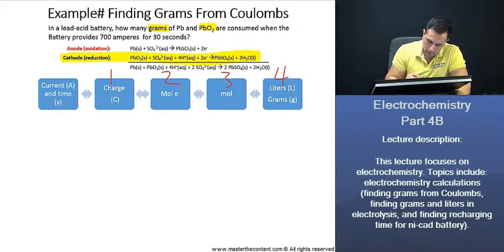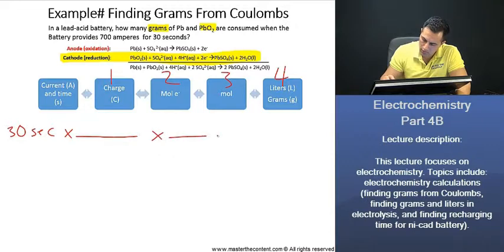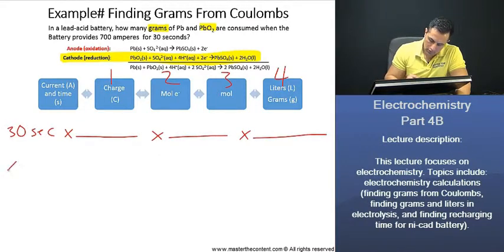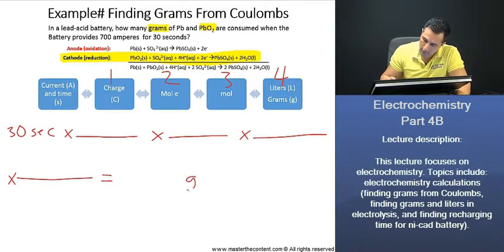Let's begin here with the 30 seconds that we're being given. We're going to have to make 1 conversion there, then another one, then a third one, and then our final conversion to get into grams. And what is that going to give us? That's going to give us our grams of lead oxide. And there we are. Now, we have 700 amperes.